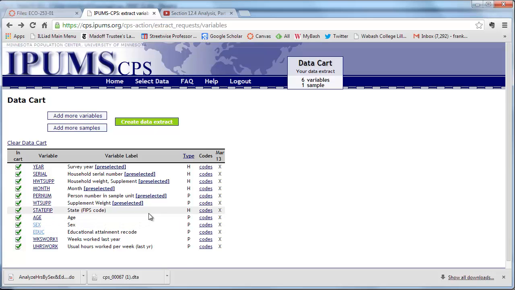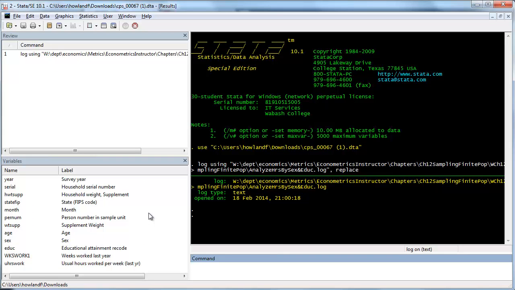So we last found ourselves sitting here. We'd created a log file in order to track what's going on. We called it analyze hours by sex and education.log, and we already opened the data set. It's called CPS 00067. We've got these variables here.